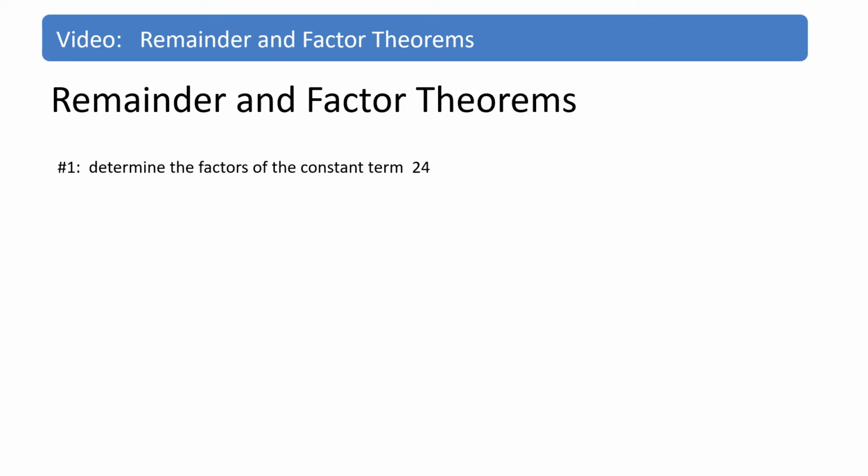So let's look at the steps. Number 1, determine the factors of the constant term 24. If we look at them all, we know it's plus or minus 1, plus or minus 2, plus or minus 3, etc., until we get to plus or minus 24.